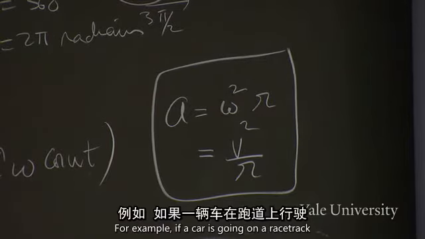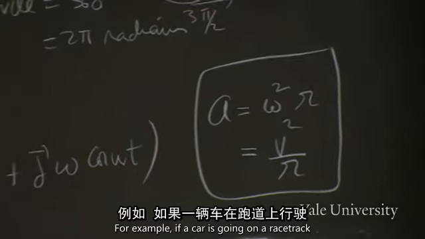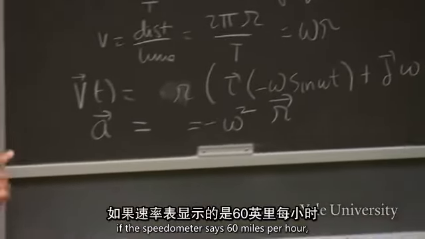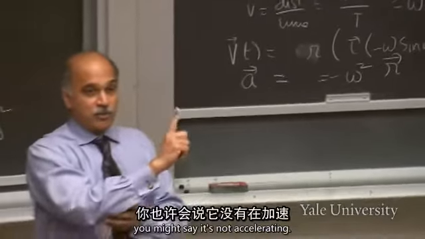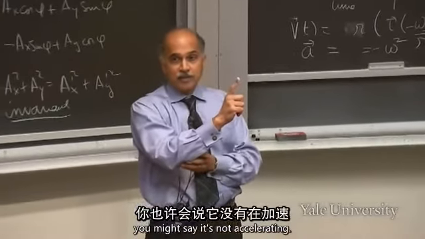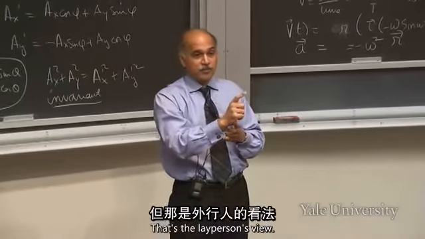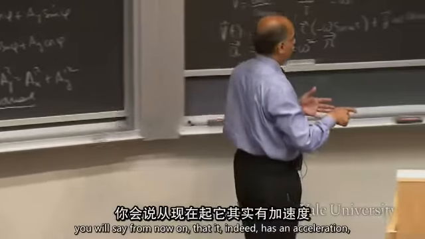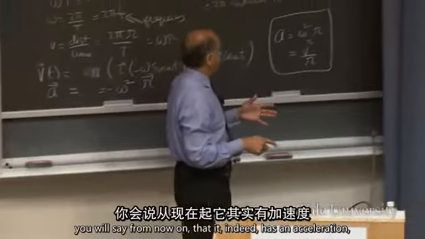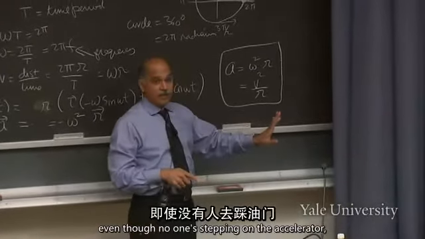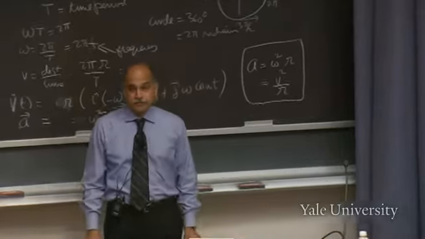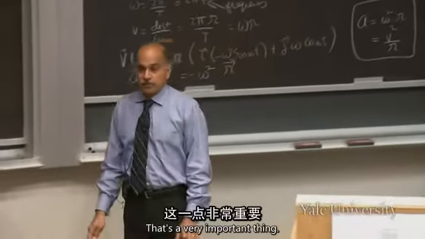So for example, if a car is going on a racetrack and you're seeing it from the top, if the gas pedal says 60 miles per hour on the speedometer, you might say it's not accelerating. But that's the layperson's view. If it's going on a circle, you will say from now on that it indeed has an acceleration, even though no one's stepping on the accelerator, of amount v squared over r. So that's a very important thing.